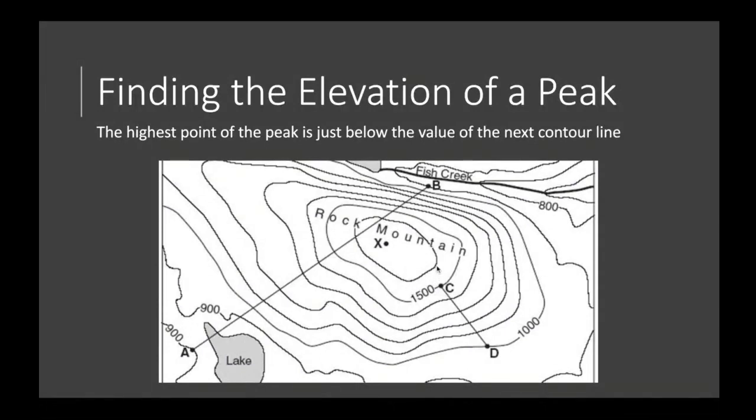Since the highest contour line is going to be 1,600 feet, we know that the elevation of Rock Mountain is not going to be any greater than 1,699 feet. So the elevation of this mountain is going to be between 1,601 feet and 1,699 feet.